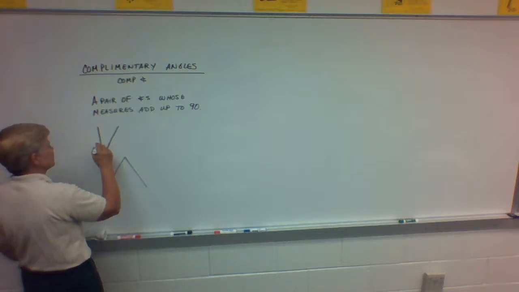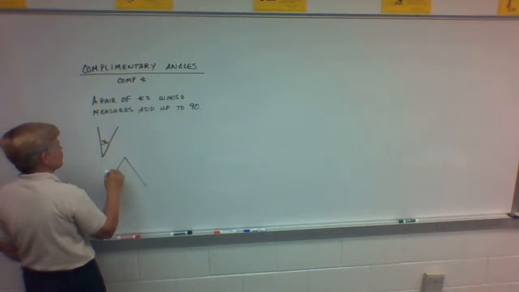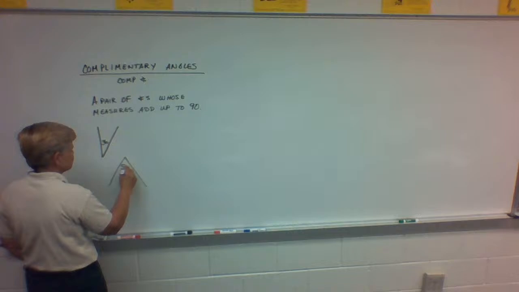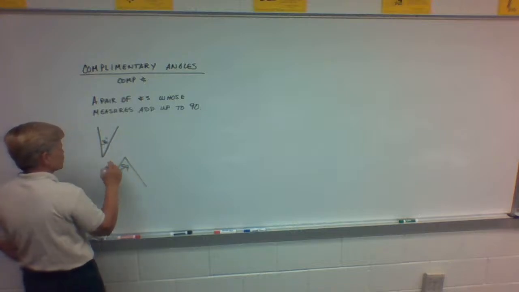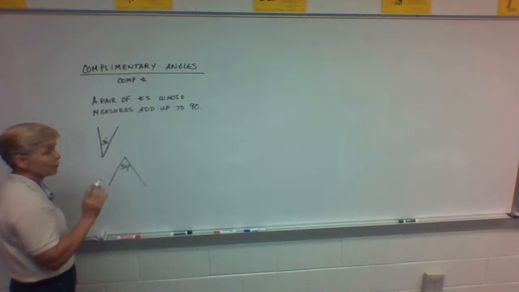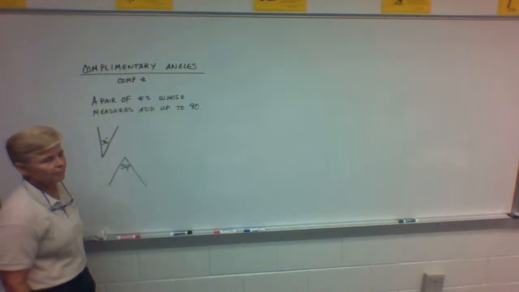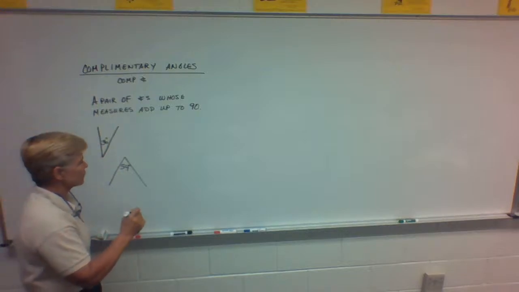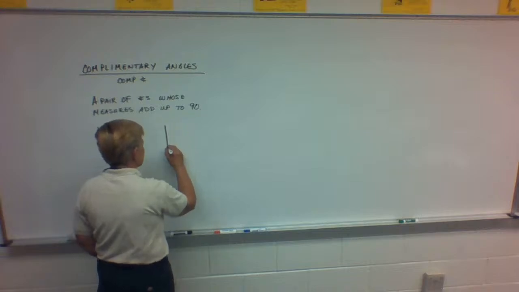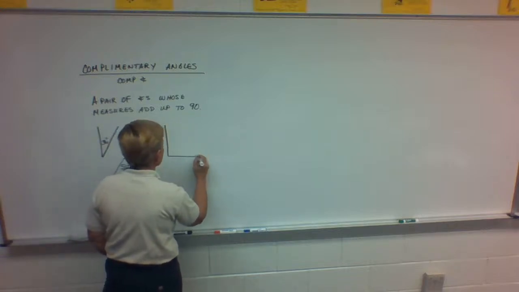For example, if I had this 36, 54. If I tell you this is 36 degrees and I tell you this is 54 degrees, whether it looks that way or not, but I tell you that it is, then you can name these as a complementary pair. Most often, however, you will see a complementary pair that is connected. And this is also a complementary pair, but they don't have to be.